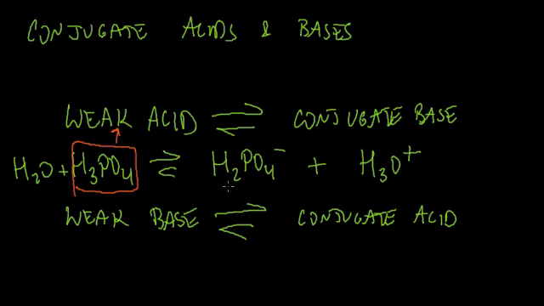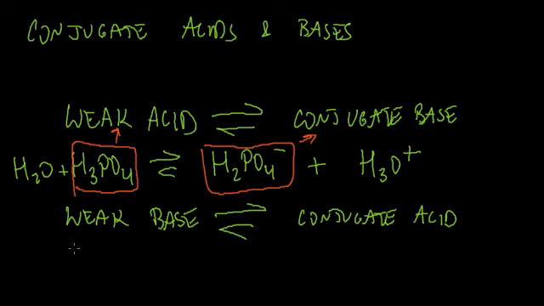Weak acid. And what is its conjugate base? Well, it got rid of the H plus, so the conjugate base is going to be the H2PO4 minus 1. Because in the reverse reaction, this will pick up the H plus from hydronium and form the weak acid. The conjugate base of a weak acid is a weak base. This acts as a weak base just like this acted as a weak acid.